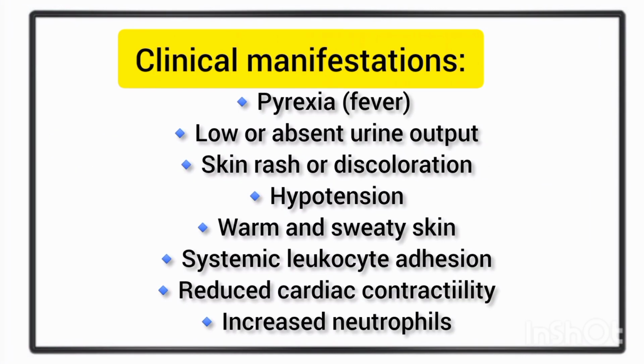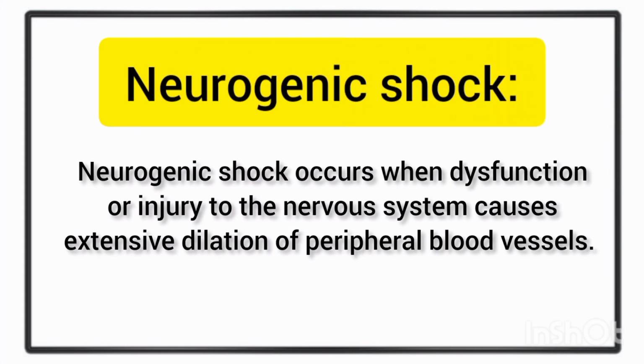Okay, and what are the clinical manifestations we can see in septic shock? See here: pyrexia or fever, low or absent urine output, skin rash or discoloration, hypotension, meaning low blood pressure, warm and sweaty skin, systemic leukocyte addition, reduced cardiac contractility, increased neutrophils, and DIC. Then neurogenic shock.